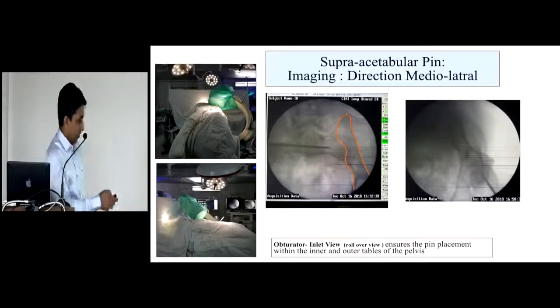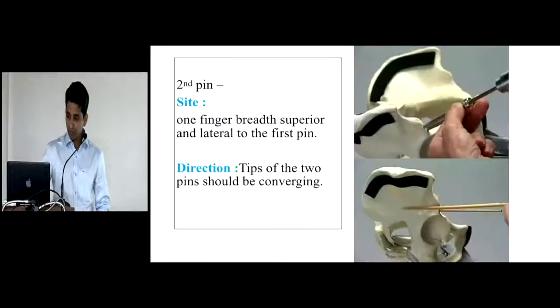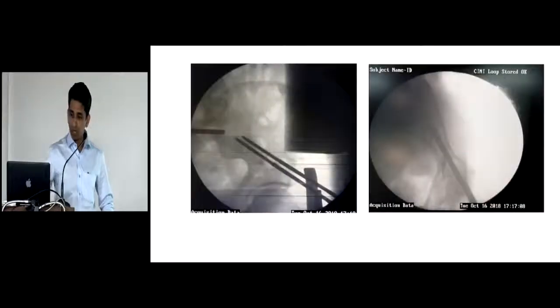So that's the direction of our pin, and it needs to go in between these two cortices, and we can go as posteriorly as the PSIS. And we can pass a second pin that is a little bit superior and lateral to the first pin, and it should be parallel to the first pin.